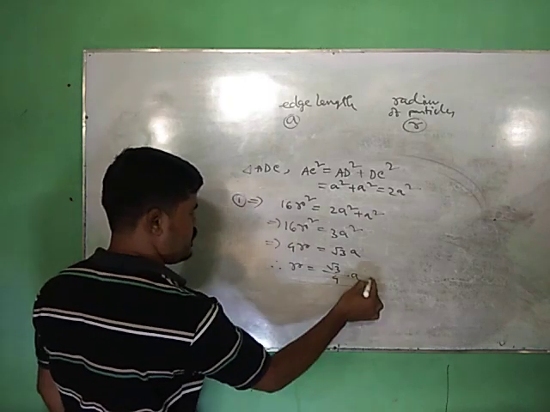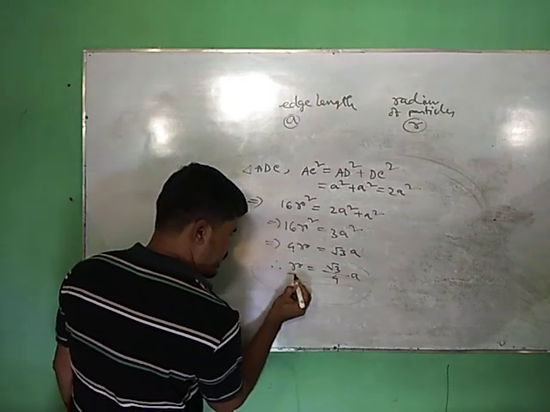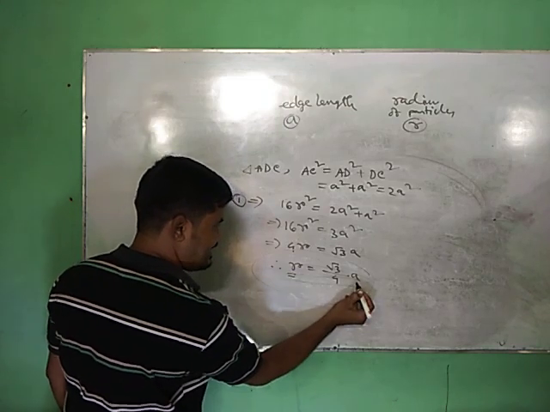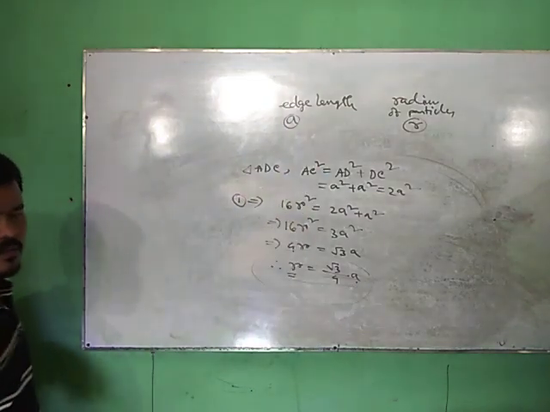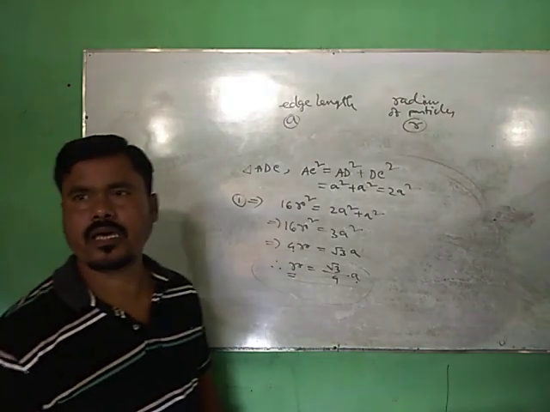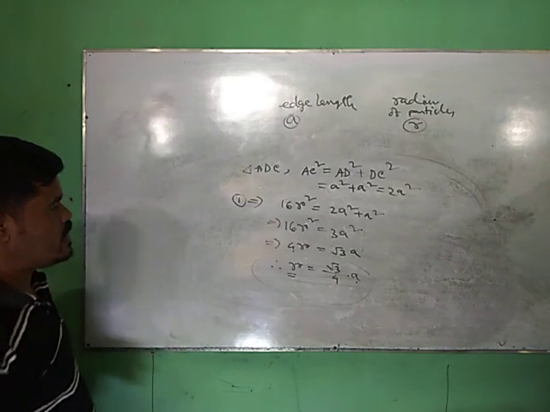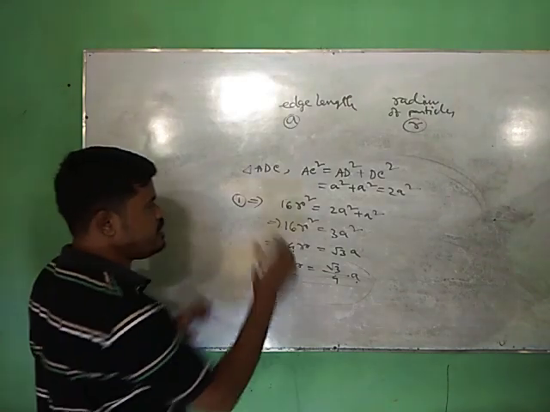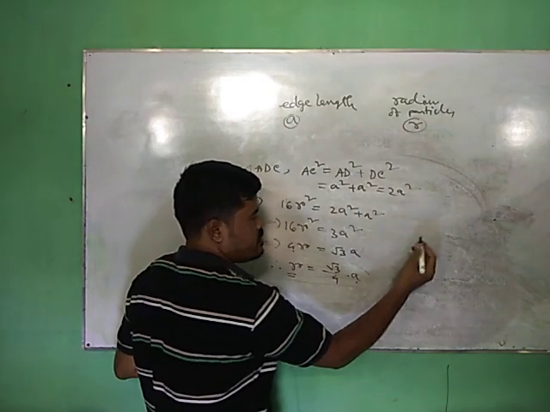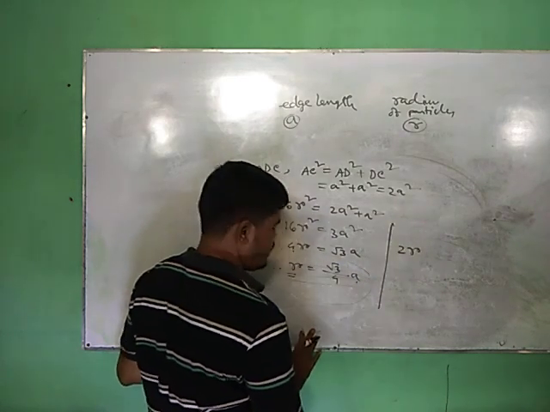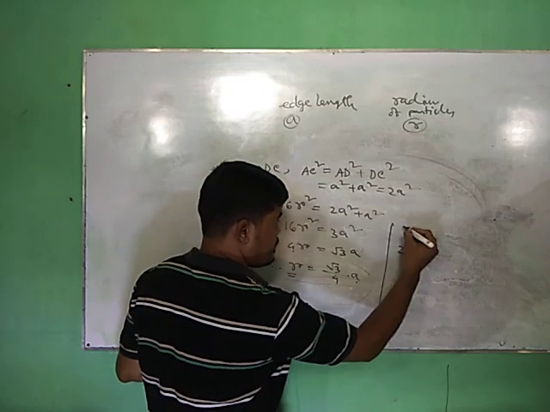This is the relation between the radius of the spherical constituent particle and the edge length of the body centered cubic unit cell. Again, you should mention the nearest neighbor distance. Nearest neighbor distance is the distance between two particles. What is the nearest neighbor distance? Twice R.